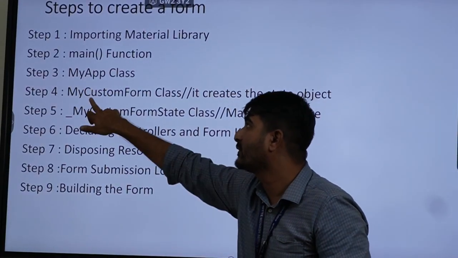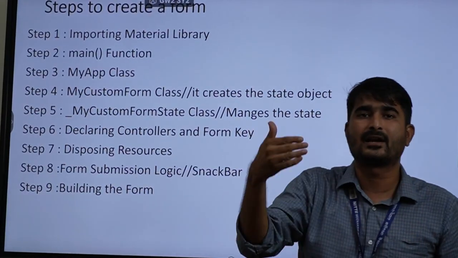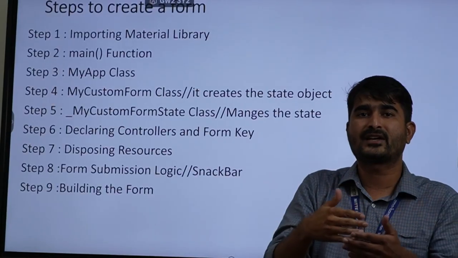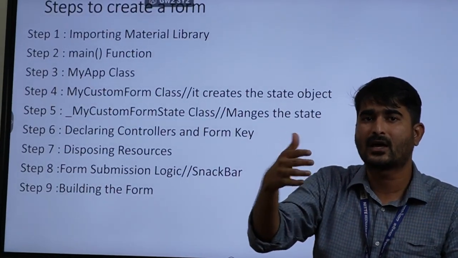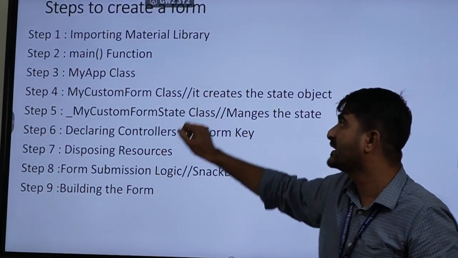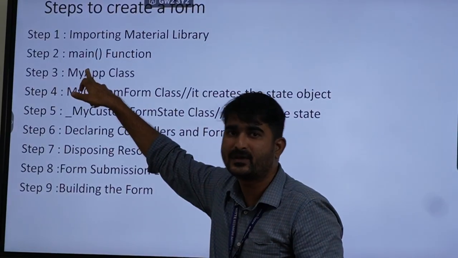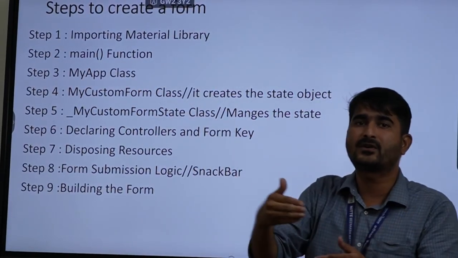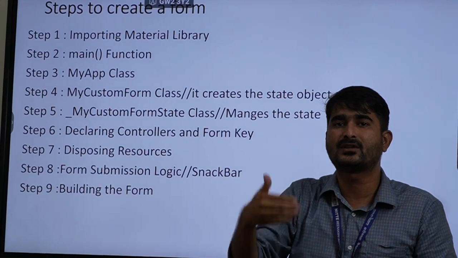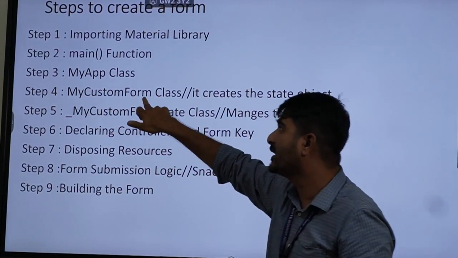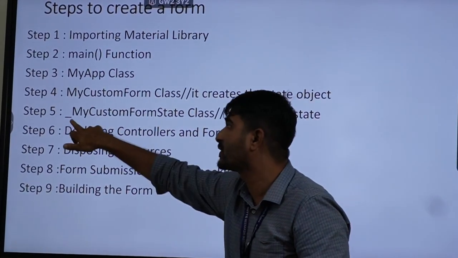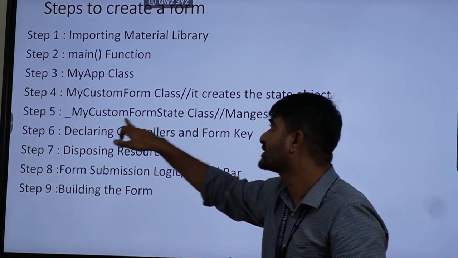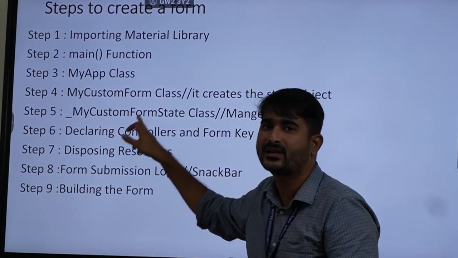In step 4, I have to create a class called MyCustomForm. Once I create a class, for that particular class I will be using the stateful widget. See here, I used the stateless widget, but here I will be using the stateful widget. If I use the stateful widget, I will be able to create a new state. To create a new state, for the same name, I will be entering an underscore before MyCustomForm, then State. This is a new state I have created over there.